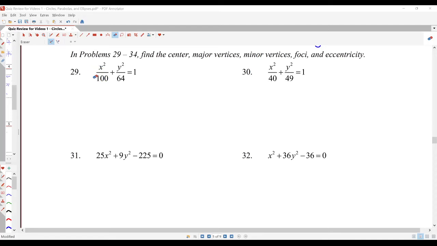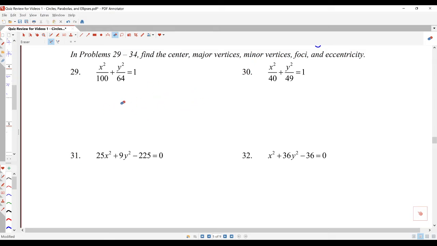Okay, picking up with question number 29, find the center, major vertices, minor vertices, foci, and eccentricity. So again, the formula for an ellipse is (x minus h) squared over a squared plus (y minus k) squared over b squared equals 1. And again, a squared is always going to be larger than b squared. If a squared is under the x, then it's oriented horizontally. If the larger number, the a squared, is underneath the y, it would be oriented vertically.